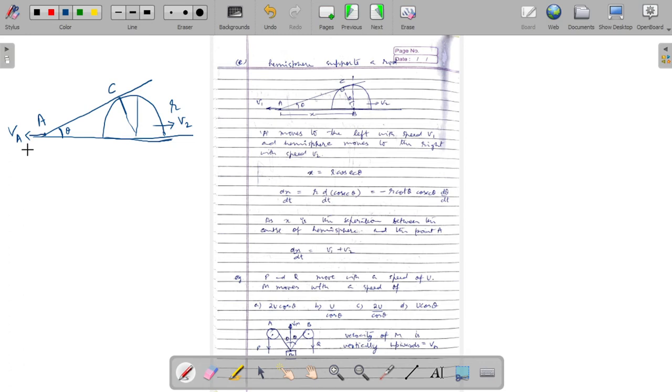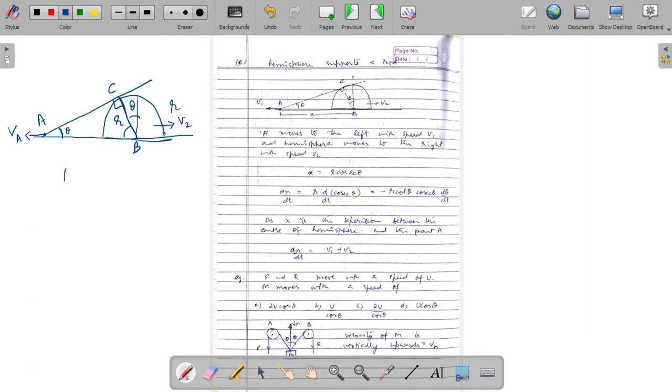So we know that the distance from point C to the center of the hemisphere, which is B, is r. This distance is r, that we know. We know this angle is 90 degrees. So we can say this angle would be 90 minus theta, and that would give us this angle to be some theta, and this angle we know.